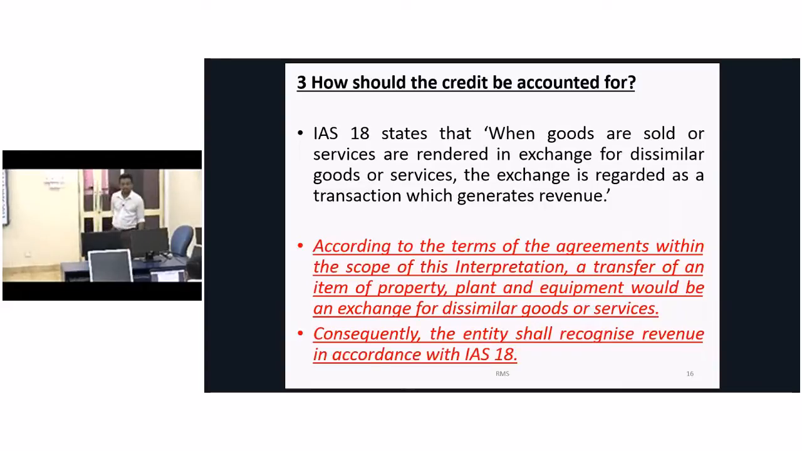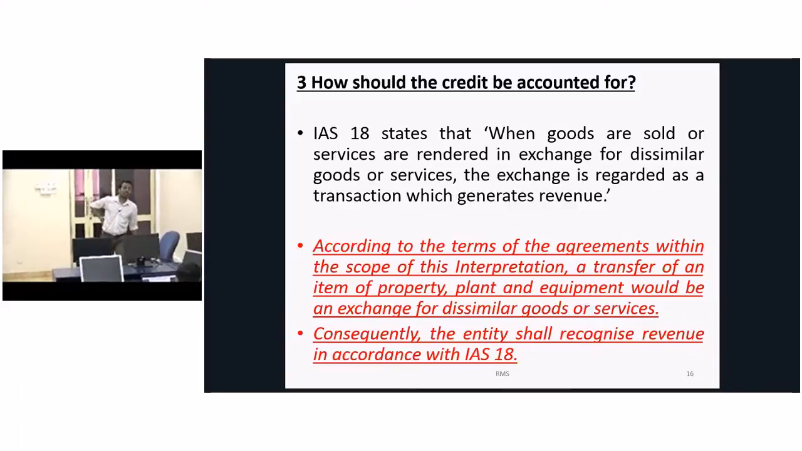Then if it is PPE, very clear, if the definition is met, you have to debit property, plant and equipment, whatever the value, cost or fair value. Where do you credit it? What is the credit? It is a question we have now. That is the third area we are going to address.